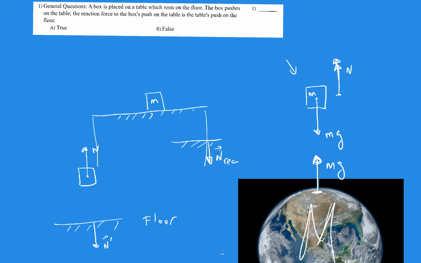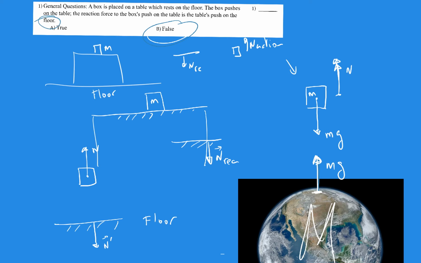This is the table. This is the floor. And this is the mass M. So the mass pushes the table, and the table receives a force N. The reaction is the force that the table is doing on the mass, N up. N action, N reaction. So what has to be the floor? Nothing. So this is false, because the floor doesn't have to be involved.